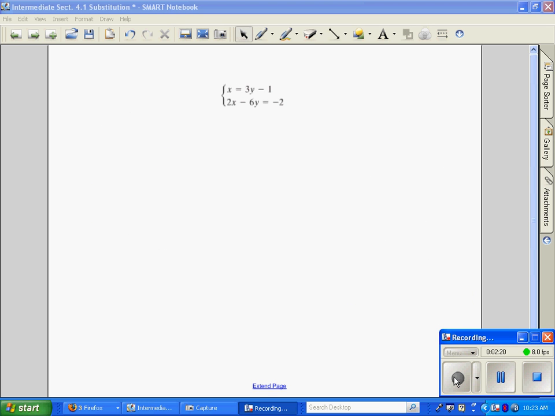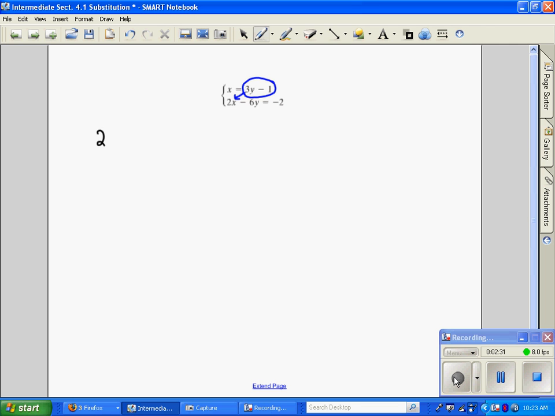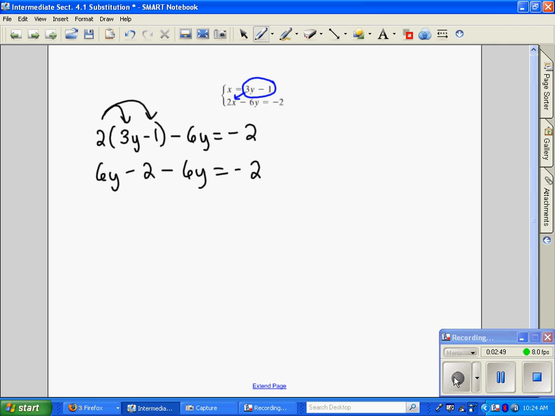Okay, we have one more problem that we're going to work, and this time equation 1 is solved for x, so I take this value and I'm going to substitute it in place of x. So then I have 2, and where x is at, I'm going to put a parenthesis and substitute that value in, then continue writing equation 2 as it appeared in the original. Distribute right there, and you're going to get 6y minus 2 minus 6y equals negative 2. Add like terms on the left, so I have a 6 and a negative 6. They cancel each other out, so I'm left with negative 2 equals negative 2.